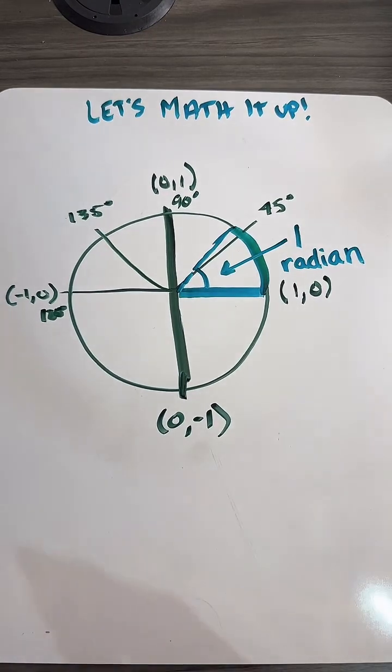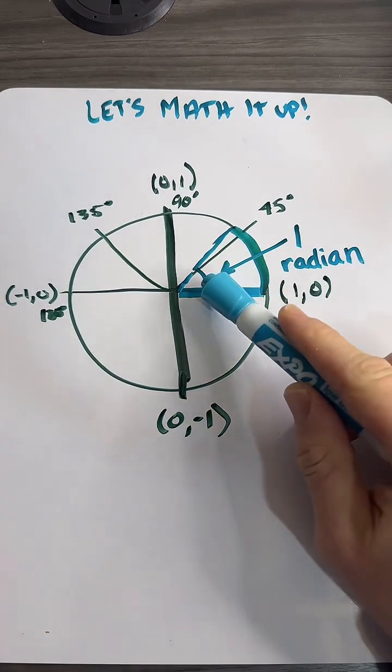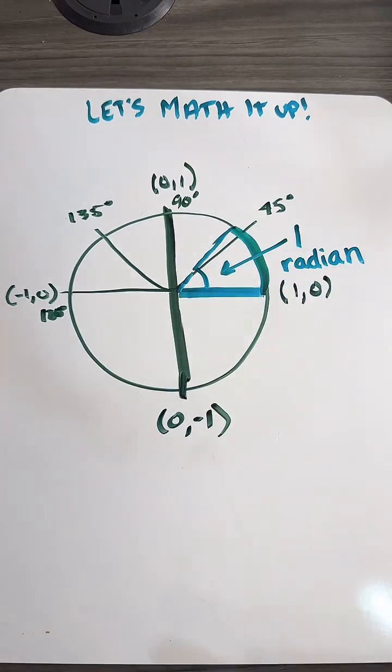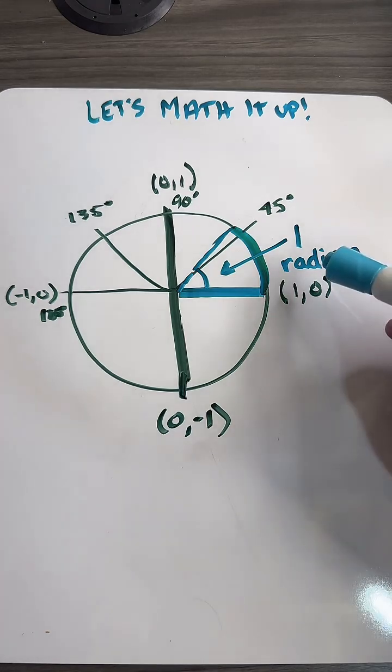So 1 radian is just equal to the opening created by laying 1 radius along the arc of a circle. That's a radian. Is it still an angle? Yes. Is it in degrees? No. That's why you have to have radian mode in your calculator.